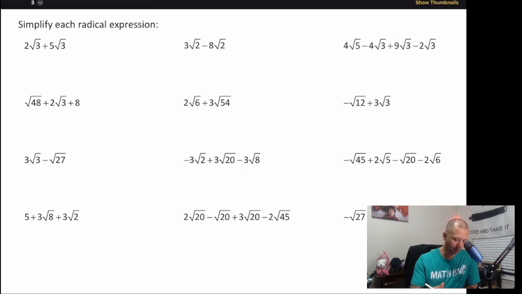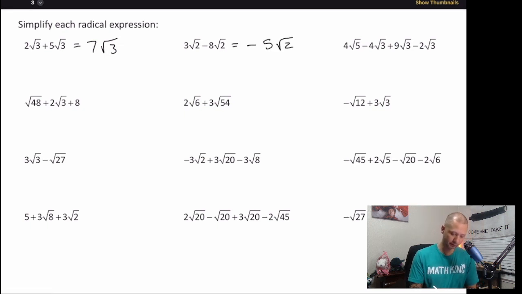I'm not going to work through all of these. I'll just do a couple. So first we have 2 root 3 plus 5 root 3. This is going to come out 7 root 3. 3 root 2 minus 8 root 2. We're subtracting a bigger number from a smaller number, so negative 5 root 2.